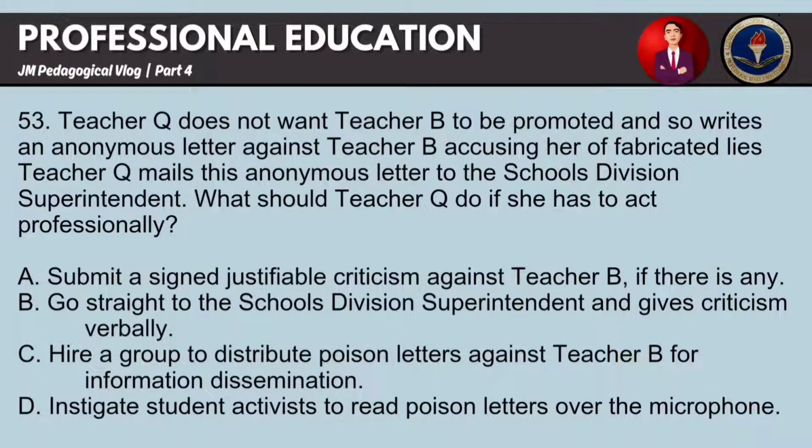Teacher Q does not want Teacher B to be promoted, and so writes an anonymous letter against Teacher B accusing her of fabricated lies. Teacher Q mails this anonymous letter to the school's division superintendent. What should Teacher Q do if she has to act professionally? A. Submit a signed justifiable criticism against Teacher B, if there is any. B. Go straight to the school's division superintendent and give criticism verbally. C. Hire a group to distribute poison letters against Teacher B for information dissemination. D. Instigate student activists to read poison letters over the microphone.